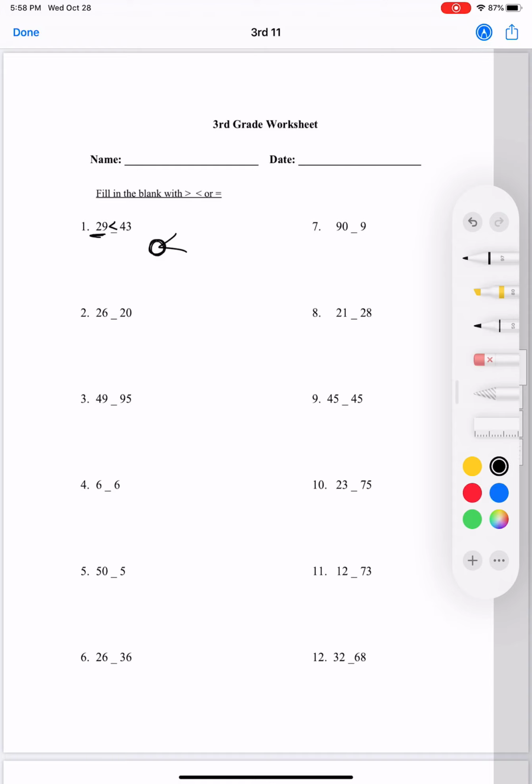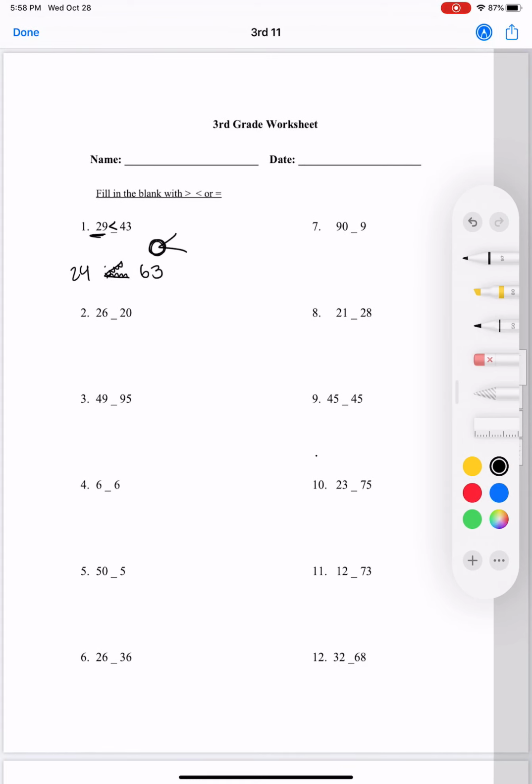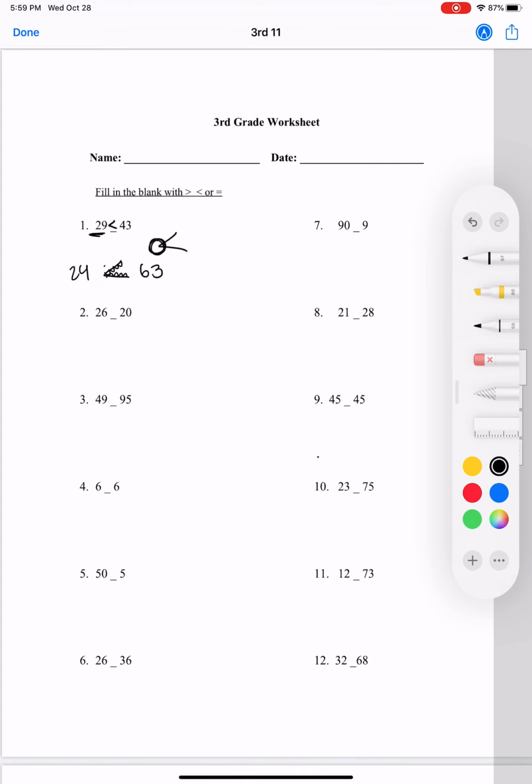Or you can also think of it as an alligator wanting to eat the greater number. So let's say this is the alligator, and then there's the numbers 63 and 24. Because 63 is greater and the alligator is hungry, the alligator wants to eat the bigger number. So for number 2, between the two numbers 26 and 20, the alligator wants to eat the bigger number, and over here the bigger number is 26, so the bigger side would be more towards the 26.